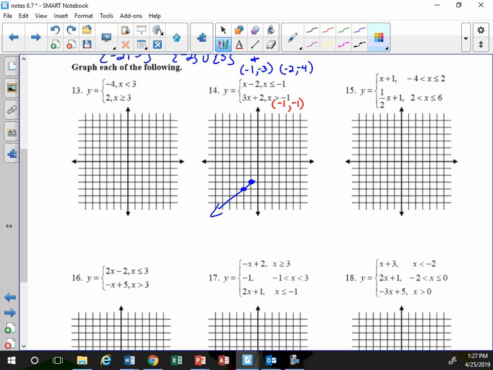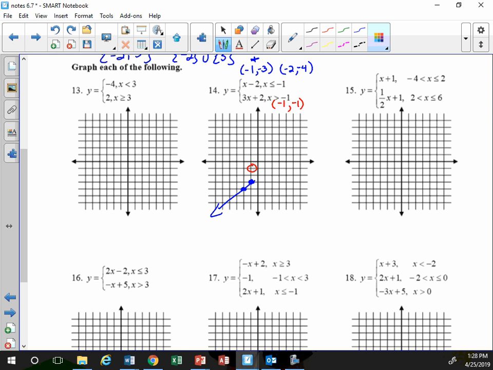We can go ahead and plot that first if you want. What do you think? Open or closed circle? Open. Now guys, only that endpoint could be an open circle. Nothing else on your graph is going to be open. Okay? All right, then the inequality says x is greater than -1.